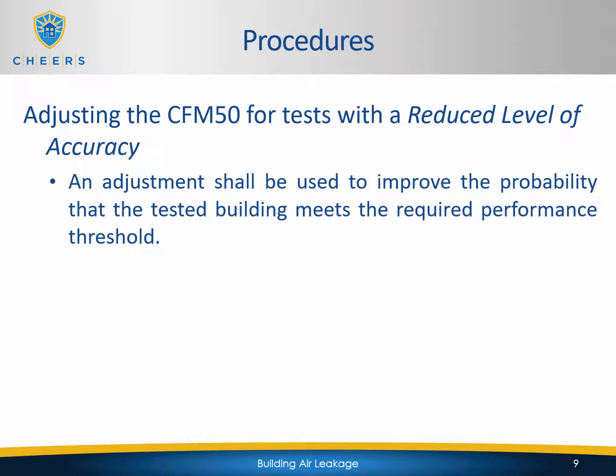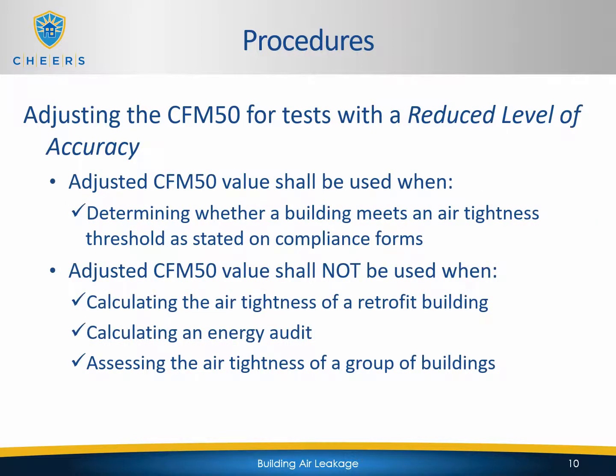So for adjusting the CFM50 for tests with reduced level of accuracy, an adjustment shall be used to improve the probability that the tested building meets the required performance threshold. The adjusted CFM50 value shall be used when determining whether a building meets an air tightness threshold as stated on compliance forms. The adjusted CFM50 value shall not be used when calculating the air tightness of a retrofit building, when you're calculating an energy audit, or when assessing the air tightness of a group of buildings.